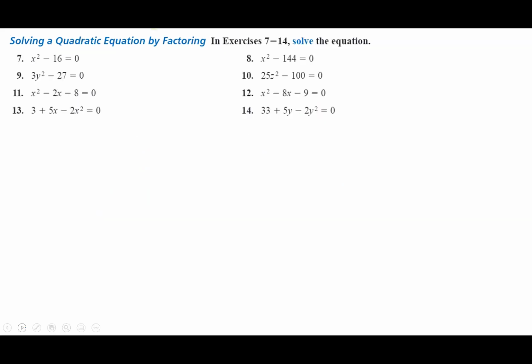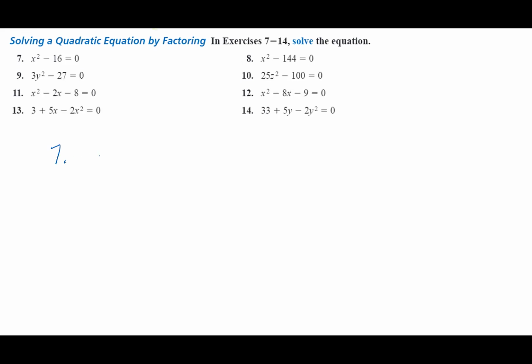Let me show you some harder examples of the zero product property. The reason I call them harder is because you have to first factor these expressions and then set each factor equal to 0. So it's not really harder, it just adds an additional step.